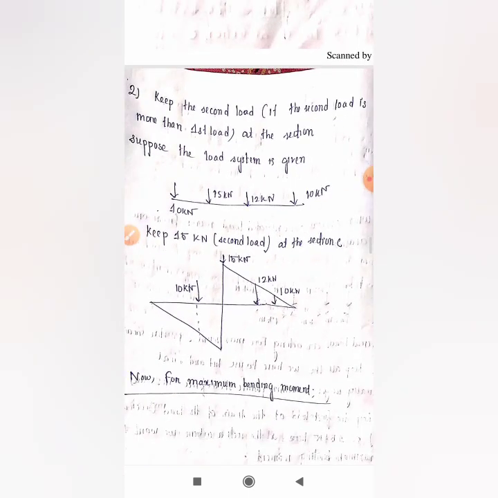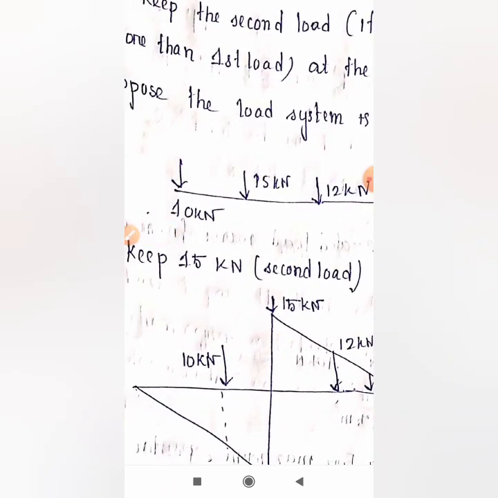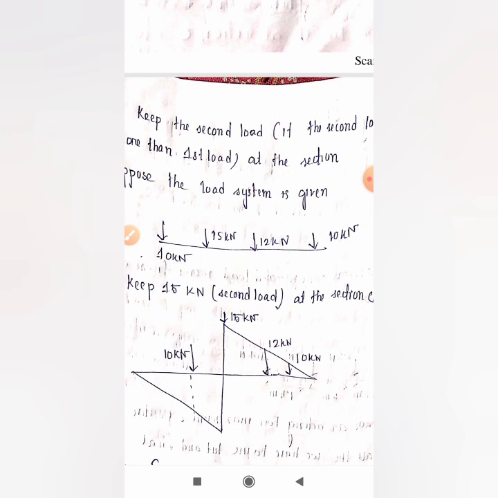But there may be a question like this: 10 kN is the first load, then 15, 12, 10. For the second load, just check. The second load, that means the 15 kN load, is heavier than 10, right? So we will have to check it by keeping the 15 kN, that means the heavier load, at section C. Now the 10 kN will act over the left portion, that means the negative side will give another shear force. Just check whether this shear force is maximum or not. Okay, now we will get our maximum shear force in these two cases.